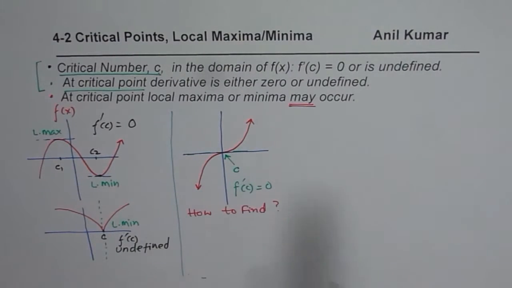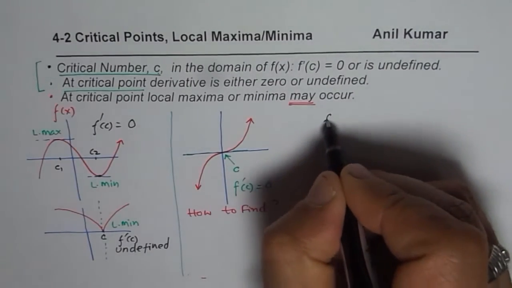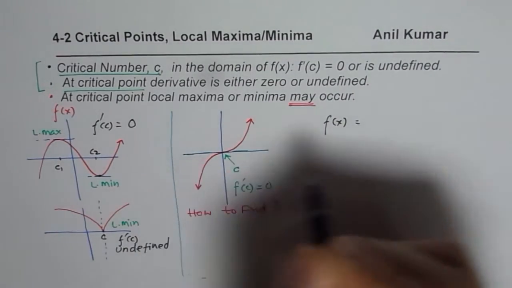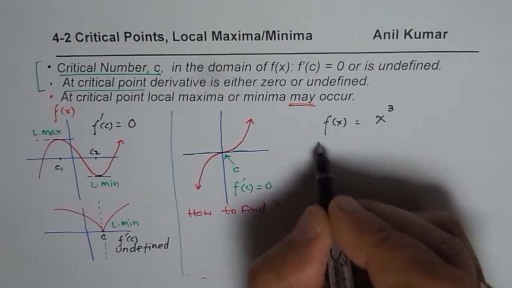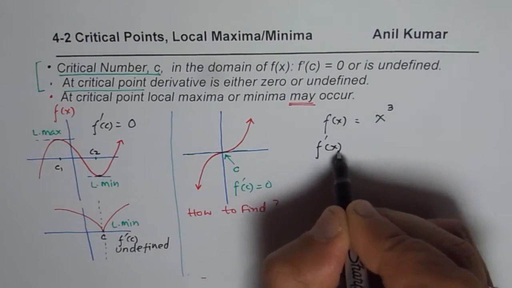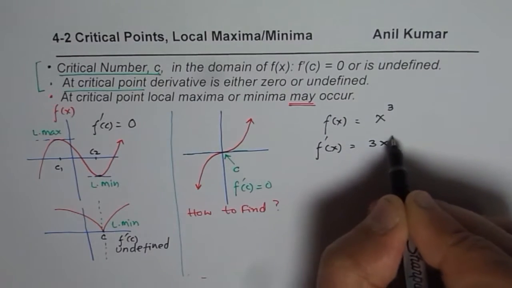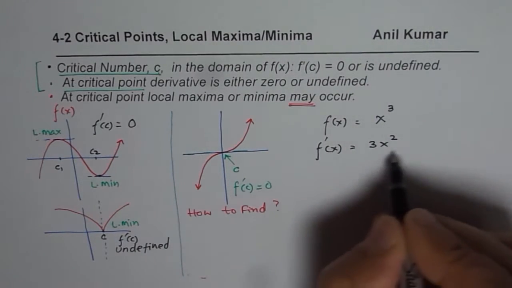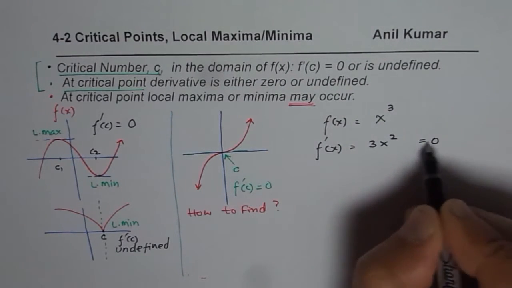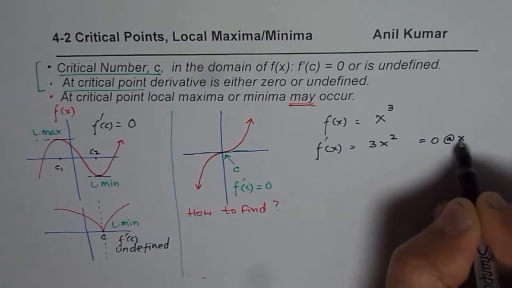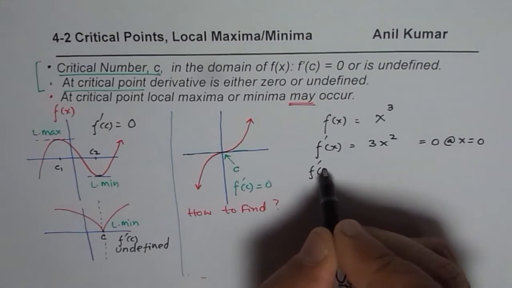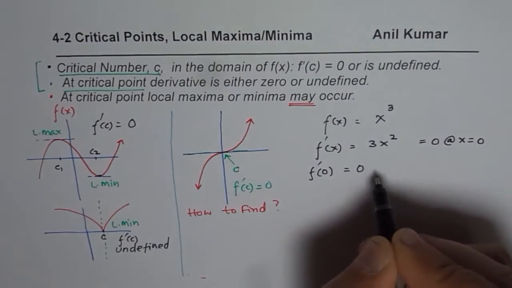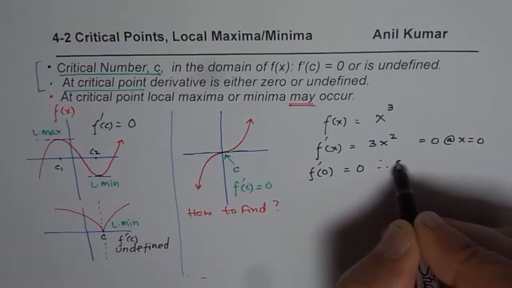So for that, let me take an algebraic equation. We'll say a function f of x. Let's say this function is a cubic function, so let me write this as x cubed. In that case, the derivative of this function will be equal to 3x squared, which is 0 at x equals 0, right? So we know f dash of 0 is equal to 0. That implies that we have a critical number, right?